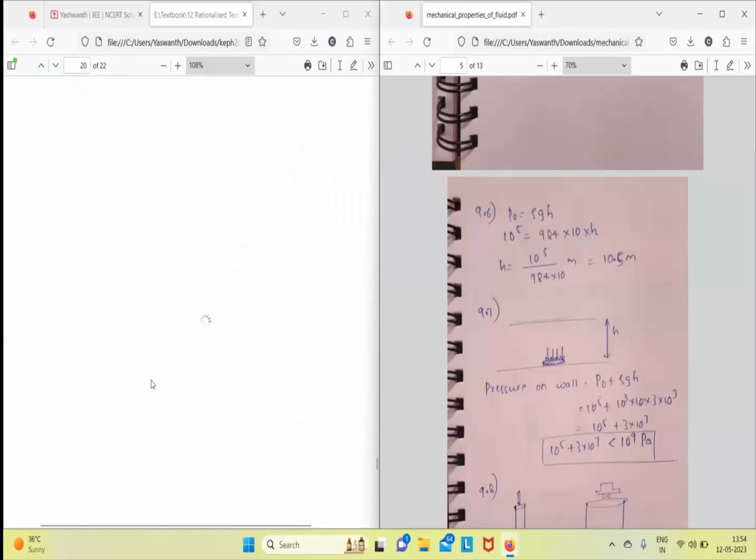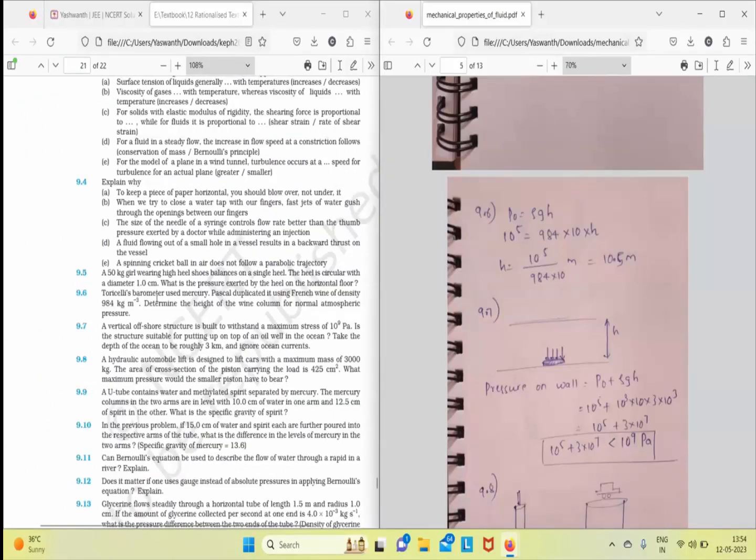Coming back to the question, Torricelli used mercury in the barometer, just as explained. What Pascal did is he replaced mercury with French wine of density 984 kg per meter cube. Determine the height of the wine column for normal atmospheric pressure. The value of normal atmospheric pressure will be 10 power 5 pascals. Pascal is the unit for pressure, which is nothing but newton per meter square. So atmospheric pressure is 10 power 5 pascals, which is equal to rho g h.